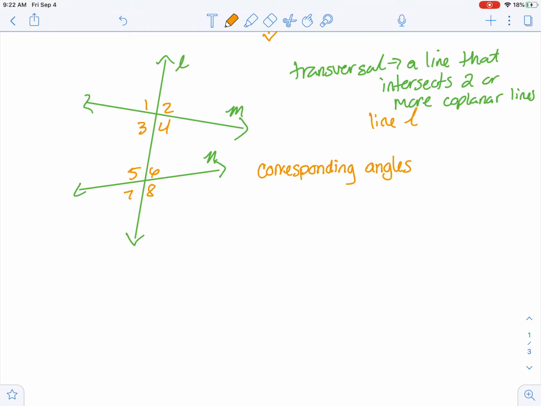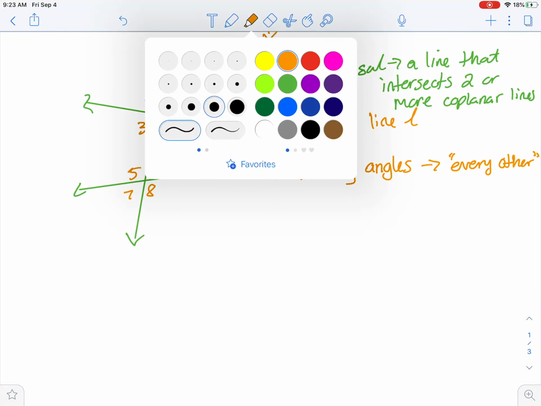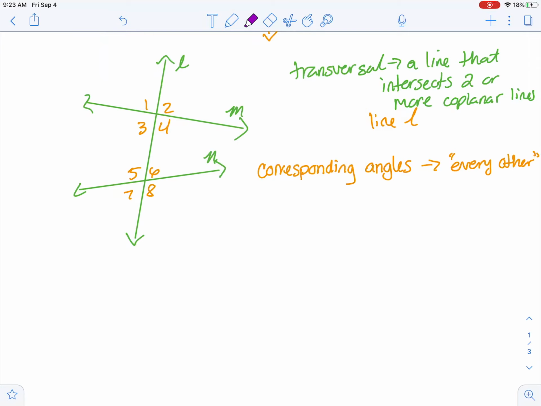What are corresponding angles? Corresponding angles, I like to think of as every other. Okay, every other. So what does that mean? I'm going to put a purple dot. Okay, every other would be like 2 and 6. Or if you want to think of like Foursquare, you have your Foursquare up at the top, 1, 2, 3, 4, and your Foursquare down at the bottom, 1, 2, 3, 4. So both of those angles are in the top right of each of their four corners. Okay, so corresponding angles are every other.